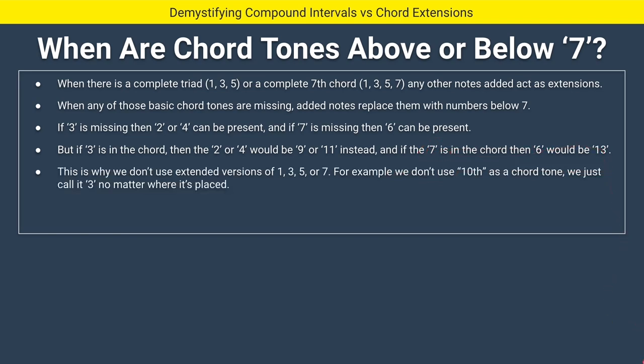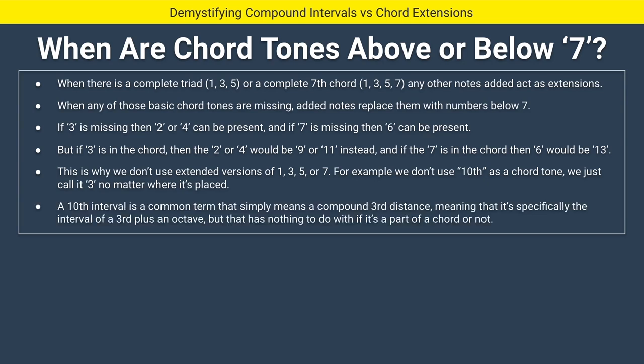So this is why we don't use extended versions of 1, 3, 5, or 7. For example, we don't use 10th as a chord tone. We just call it 3 no matter where it's placed, because 1, 3, 5, and 7 are the basic chord tones of a chord. A 10th interval is a common term, totally. That simply means a compound third distance, the interval of a third plus an octave. But that has nothing to do with whether it's a chord tone or not.